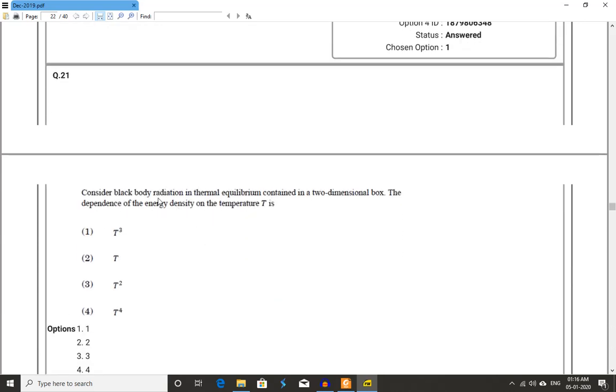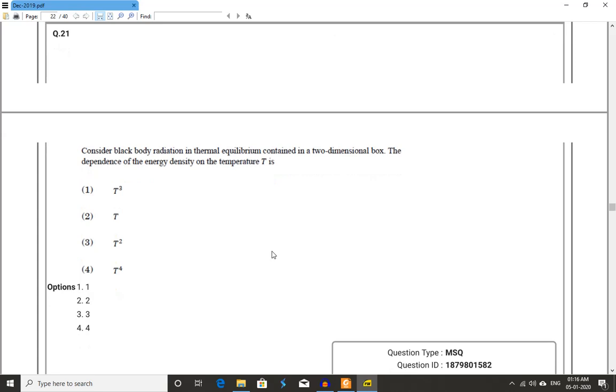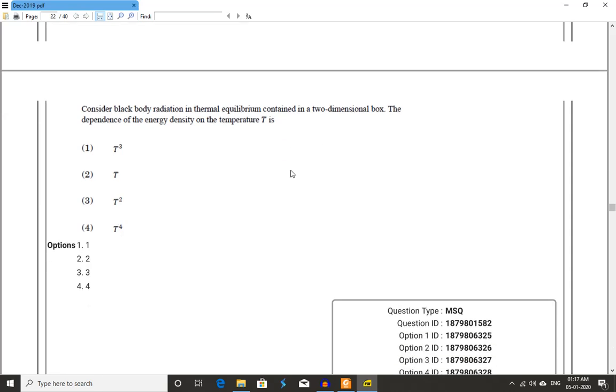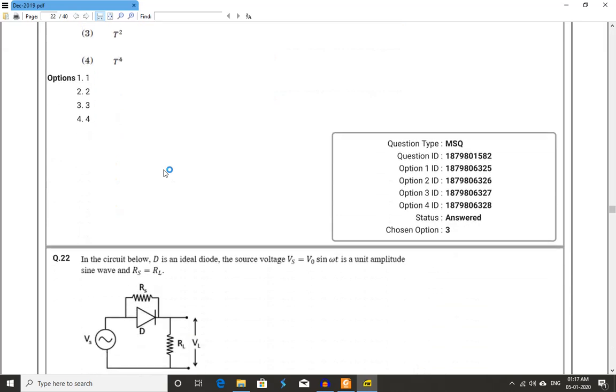Hey guys, this is black body radiation in a thermal equilibrium 2D box. If it is a 3D box, then it is T cube. If it is a 2D box, it is T square. You should have explicitly done this 2-dimensional calculation or 1-dimensional calculation or D-dimensional calculation. I always tell people to do the D-dimensional calculation. If you do the D-dimensional calculation for all these statistical mechanics problems, then your 1D, 2D, 3D, 4D, everything is done. You need to do this.